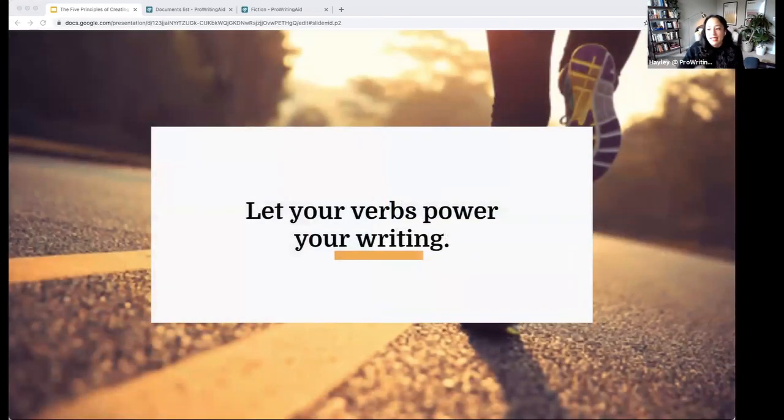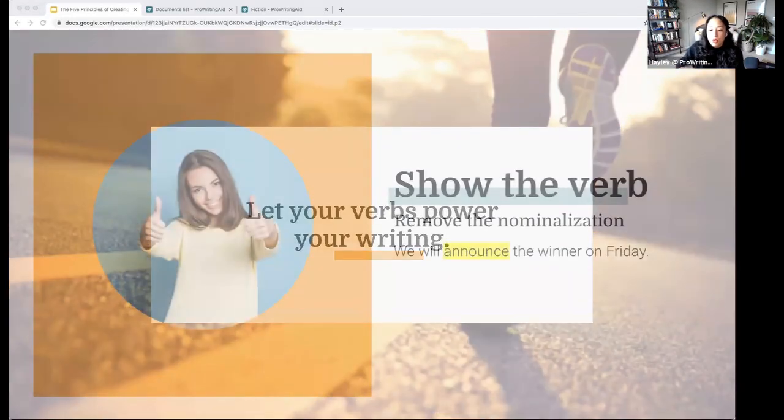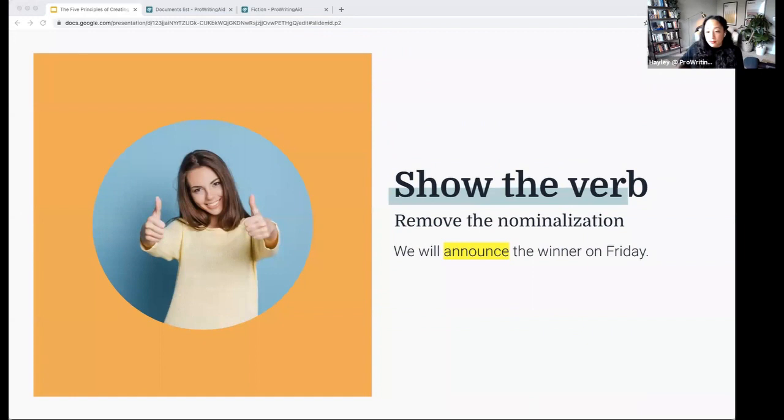We should all be focusing on letting our verbs power our writing, right? We don't need to have these adverbs. We don't need to have the verb becoming a noun in a nominalization. We need to let our verbs power our writing. So you should make sure that you are showing the verb. So if you have instances where you have a nominalization, where again, you've turned that verb announce into a noun, announcement, try to remove that nominalization. So instead of we will make an announcement of the winner on Friday, we will announce the winner on Friday. Powerful, shorter, to the point.